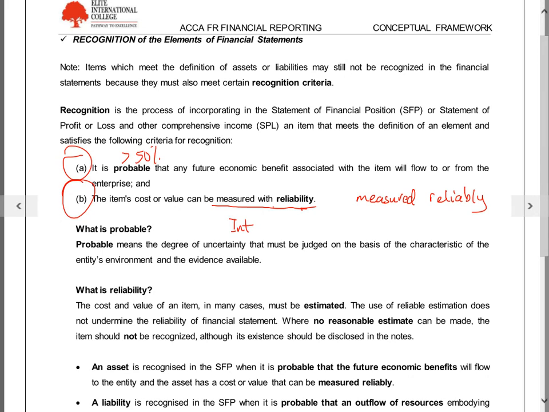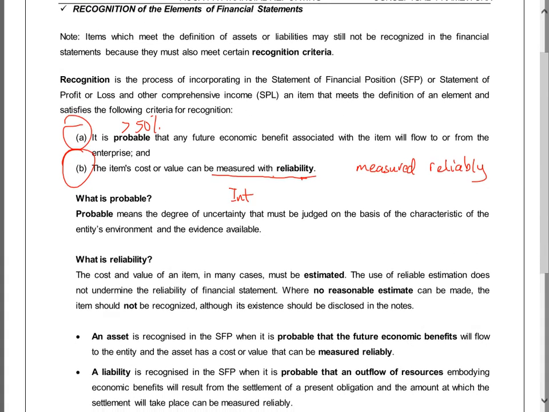So for elite, probably is worth 1 million. My another director thought is 2 million. Another one thought is 3 million. Can we recognize? Cannot. Okay, why? To recognize, it must be able to be measured reliably. So 1 million, 2 million is not a cost to me. And it cannot be measured reliably. We don't recognize this intangible. Okay, we know it's our asset, but we cannot recognize. Okay, because this is the recognition criteria.